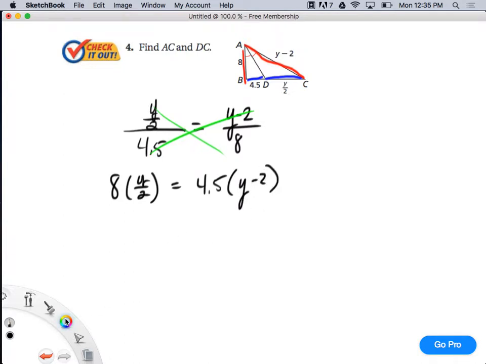Then you distribute. 8 times y is 8y, divided by 2 is just 4y, because I'm dividing by 2, not multiplying. You see, 8 times y, this 8 doesn't get distributed to the 2. Wait, why are you dividing? Because it's y over 2.